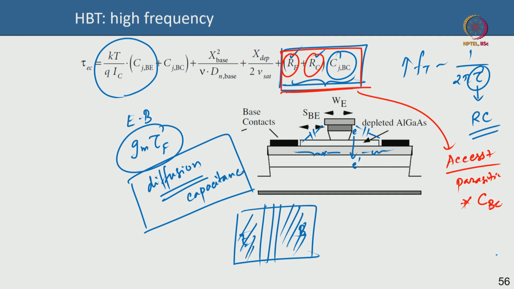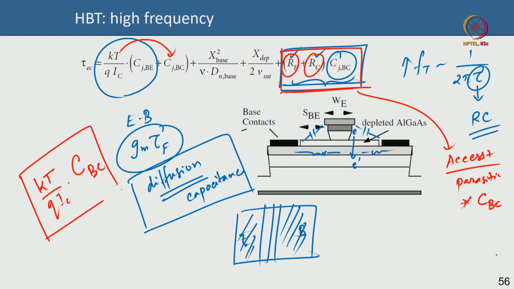So, this is not so much the intrinsic base collector junction depletion capacitance. That is captured by this quantity, which is your KT by QIC times the base collector junction capacitance. So, this is the intrinsic base collector charging and discharging capacitance, which is intrinsic to the device. This is happening right here, the base collector depletion. Okay. This particular term is more about the side resistances: the contact resistance in the collector and the contact resistance in the emitter.